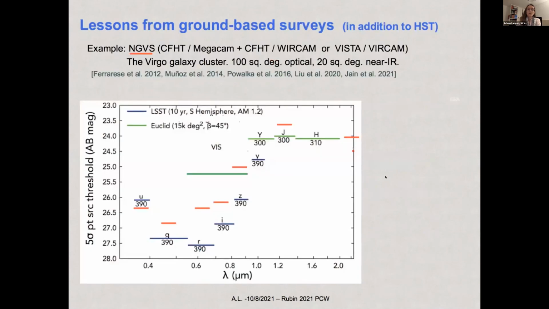We know a bit about what extragalactic globular clusters look like from ground-based surveys and HST, of course. My example is NGVS, the survey of the Virgo galaxy cluster. And the sensitivity of NGVS is shown here in orange on top of the green ones for Euclid and the blue ones for LSST. So you see it's not that different, which means that we already have some idea of what you can do. In particular, the limiting magnitudes in the near-infrared and in the U-band are quite similar between those two combinations.